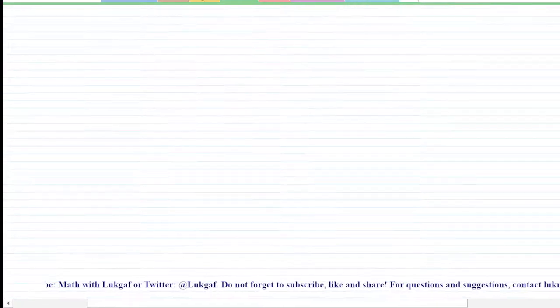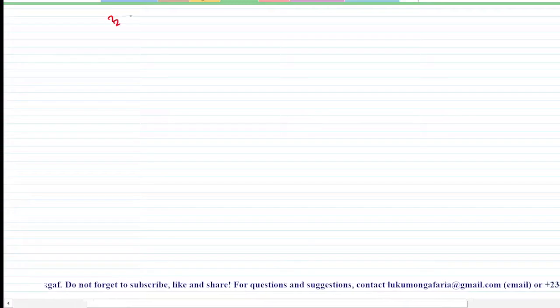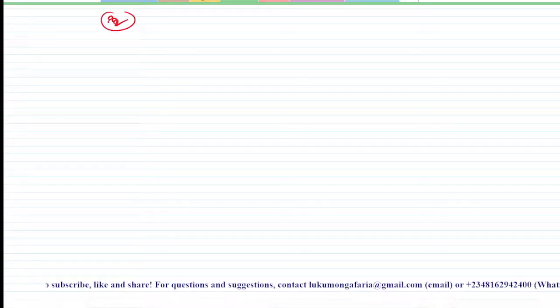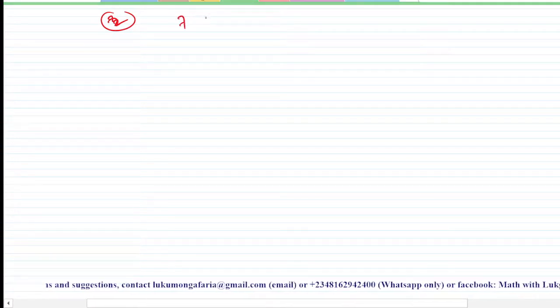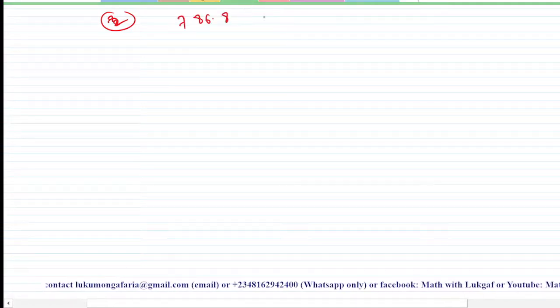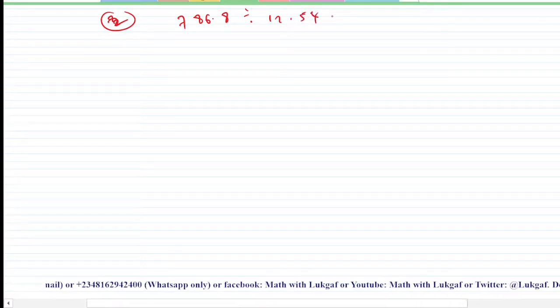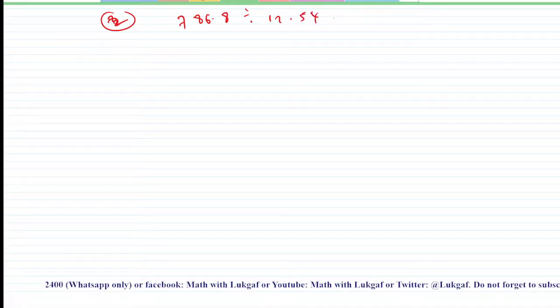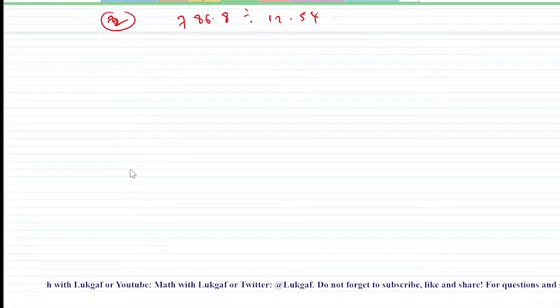Let me give you another example. What if you want to find the quotient of two numbers? Can you guess what we are going to have? Okay, let us do it together. I have 786.8 divided by 12.54. That is not difficult to do as well. So you follow the same approach like we did in the first example. And how do you do that?